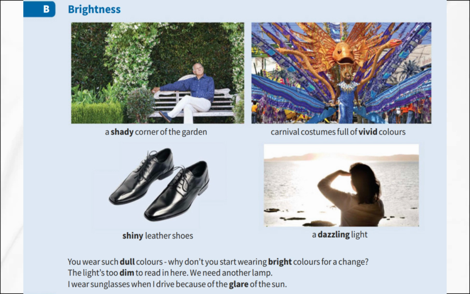We also have opposites. You wear such dull colors. Why do not you start wearing bright colors for a change? Dull means not bright, and bright means full of light and color. The light is too dim to read in here. It is not very bright. We need another lamp. I wear sunglasses when I drive because of the glare of the sun. Glare is a strong, unpleasant light.